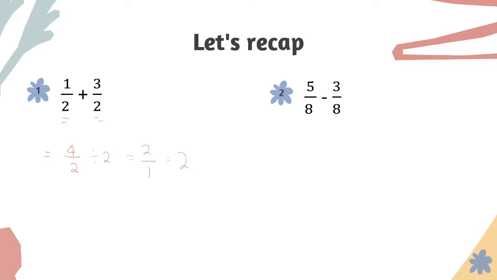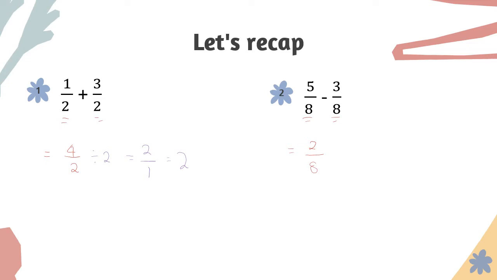Number 2, 5 out of 8 minus 3 out of 8. First thing first, check if the denominators are the same. Yes, they are the same. We have 8 as the denominators. Then when they are the same, you can subtract the numerators. So the numerators are 5 minus 3. We have 2 out of 8.